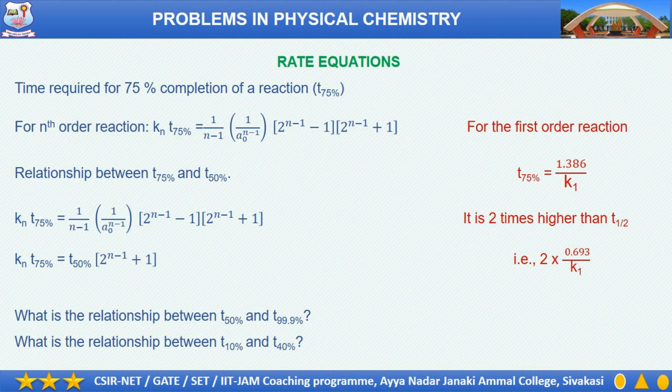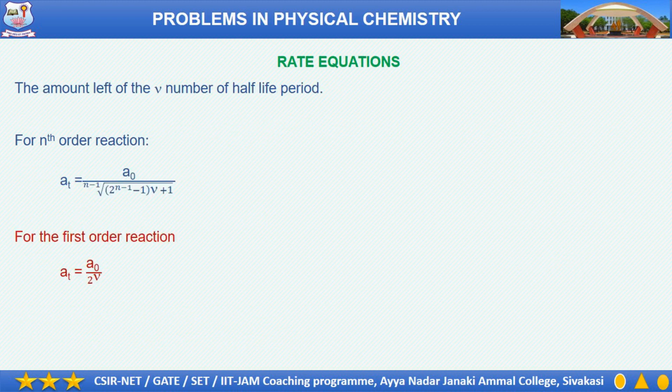And this is the general equation, and the last general equation is the amount left after n number of half-life periods. A problem will easily be asked in this. How much amount is left after n number of half-life periods? 5 half-life periods, or 1 half-life period, or 1.5 half-life periods, etc. That is given by the general equation.